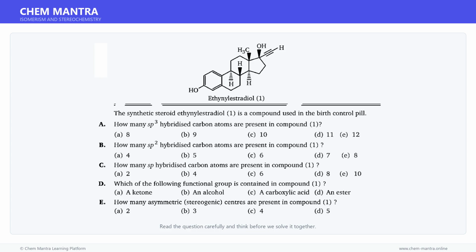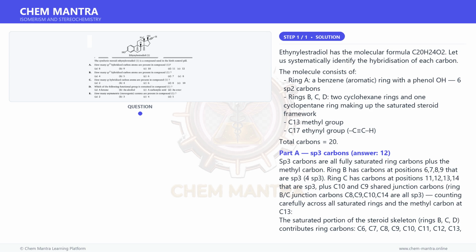Here is a question. Read it carefully and think about the answer. Let us solve it step by step. Let us begin solving this step by step. Ethinylestradiol has the molecular formula C20H24O2. Let us systematically identify the hybridization of each carbon.